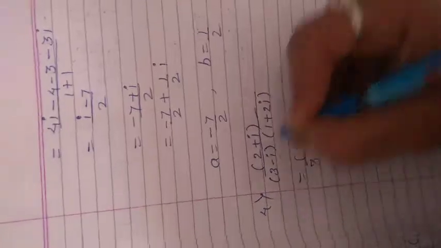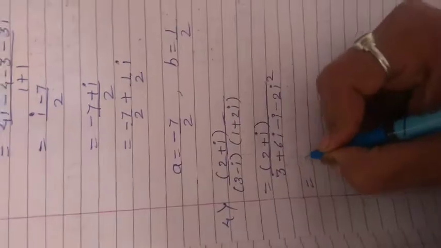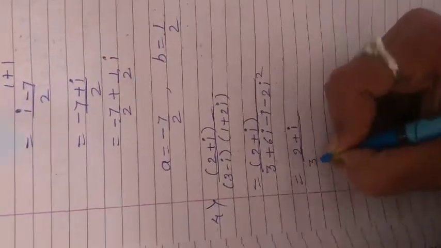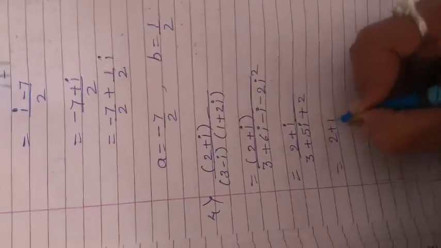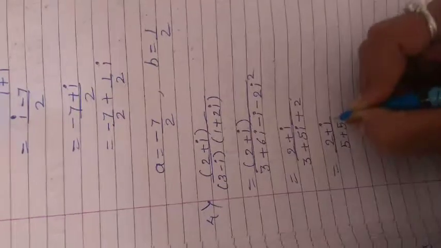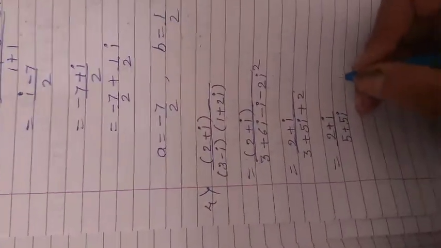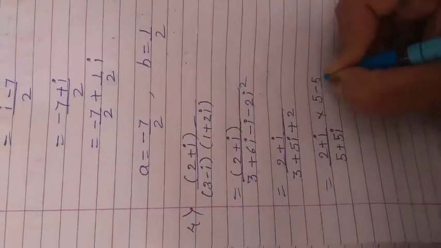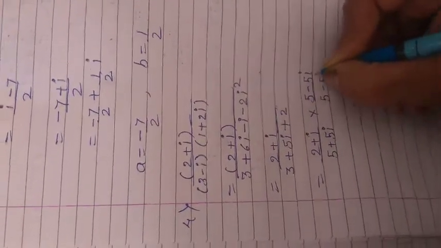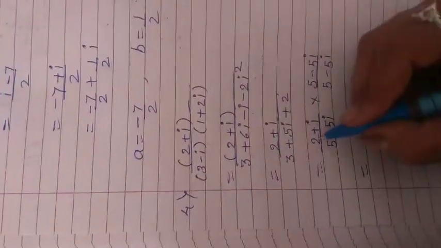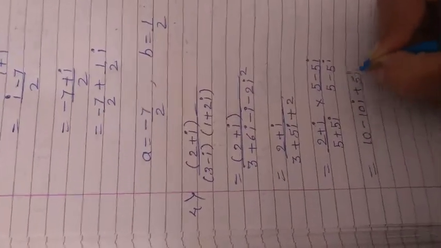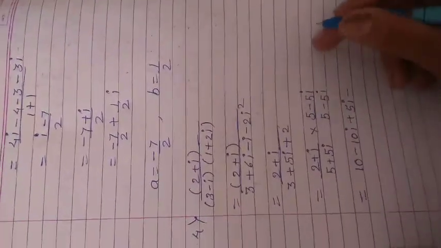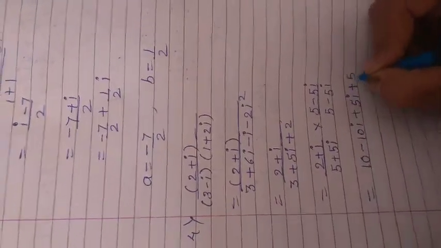Now this is minus i and this is minus 2i squared. Again i squared is minus 1, so 2 plus i, and in the denominator 3 plus 5i plus 2. So therefore 2 plus i over 5 plus 5i. For 5 plus 5i, we will take the complex conjugate, 5 minus 5i. So multiplying in the numerator: 2 fives are 10, minus 10i plus 5i and minus 5i squared. So i squared is minus 1, so this is plus 5.